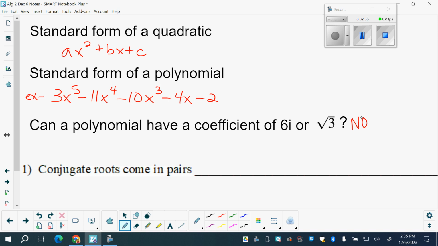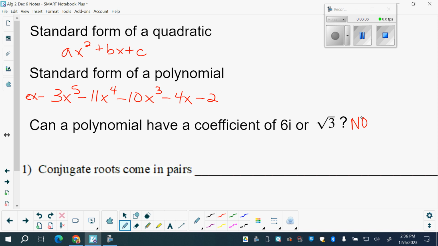Good question. Just because it was so big, I just ended up skipping. So we cannot have coefficients that have an i or a square root. They have to be rational numbers. What's a rational number? A rational number is something that can be written as a fraction of 2 integers.